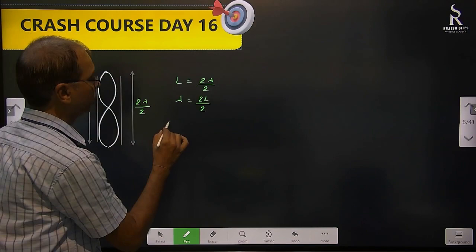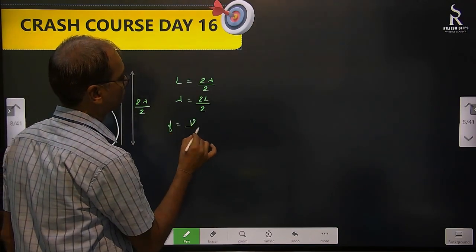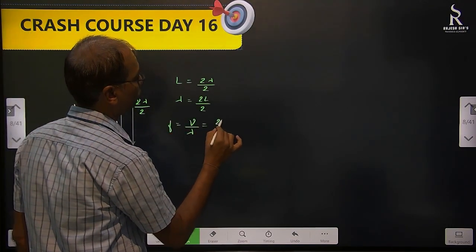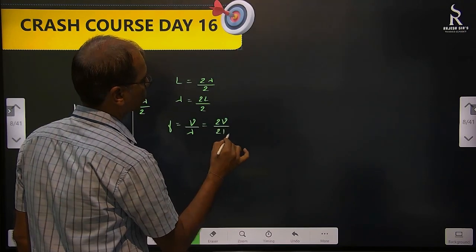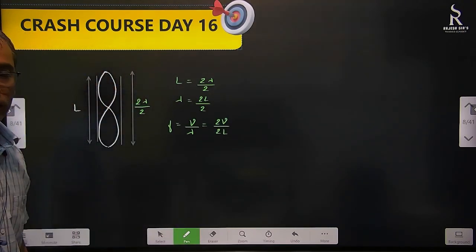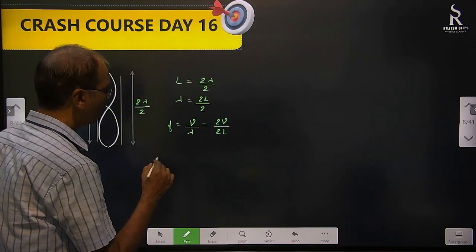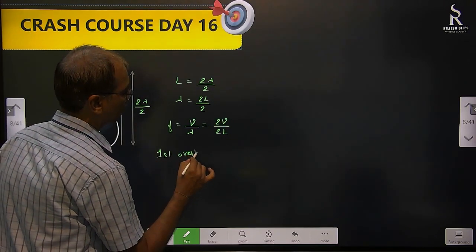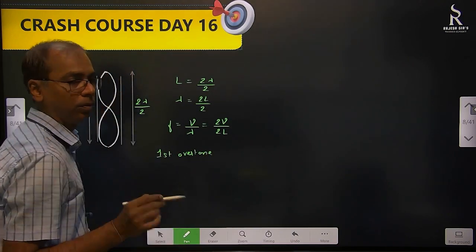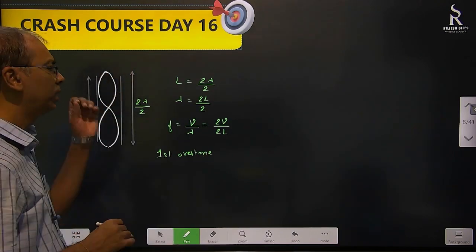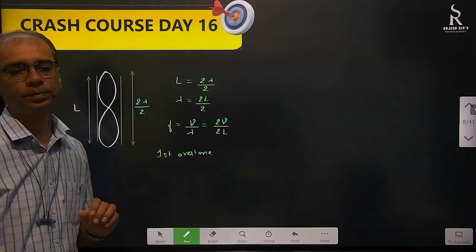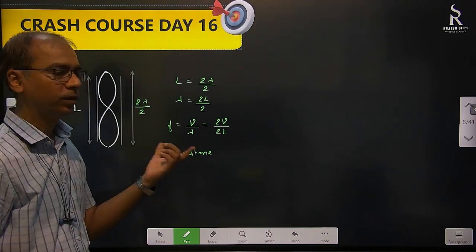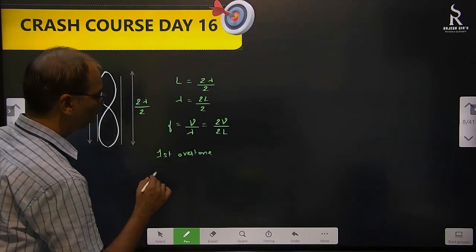Frequency is V by lambda. Then what we are getting? 2V by 2L. Now this 2V by 2L we'll call as first overtone. That means 1 over the fundamental tone. Fundamental tone you can call as 0th overtone. Now this is first overtone, and this is also called as second harmonic.